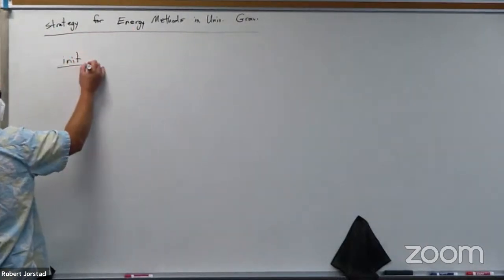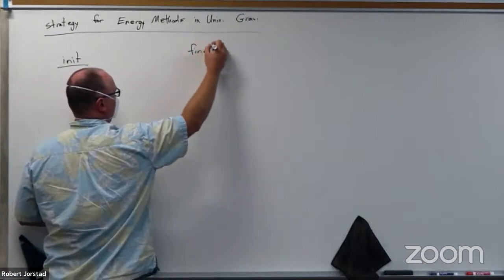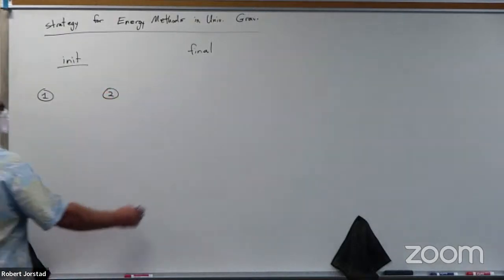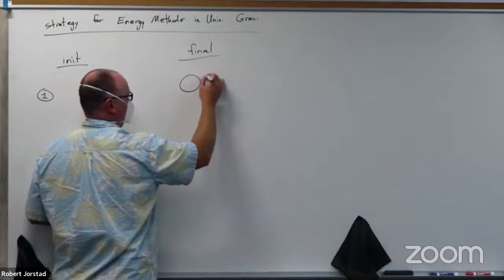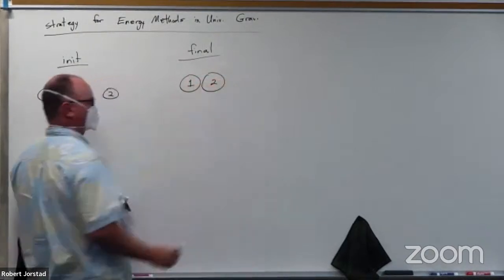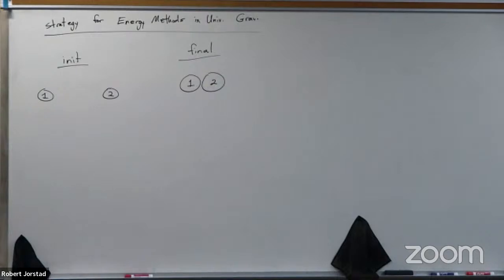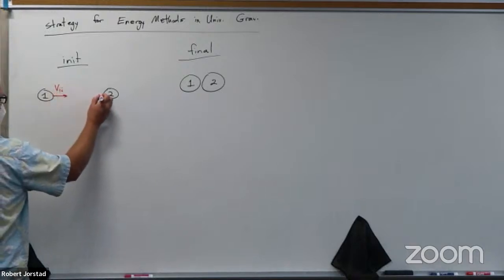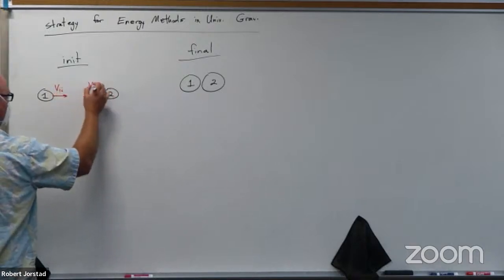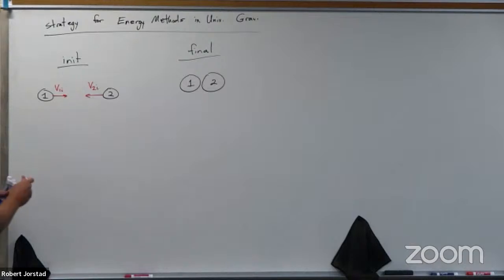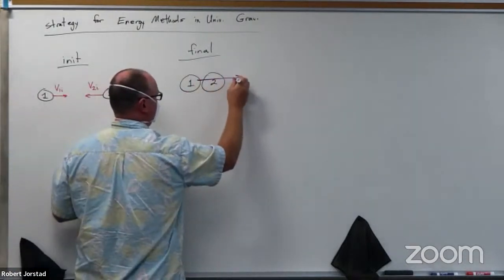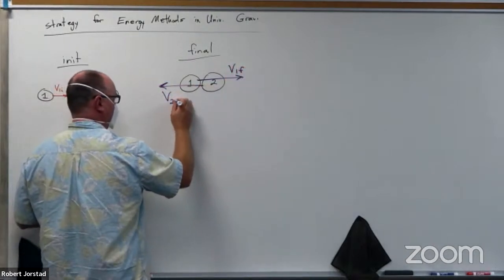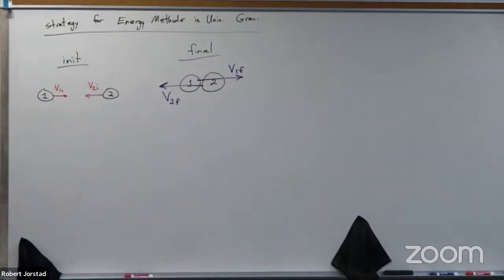Usually, we would draw an initial and a final picture, right? So maybe we have mass 1 here and mass 2 here. And in the final picture, maybe it's just before impact. Then maybe in the final state, they're going very fast. So we have a before and an after picture.